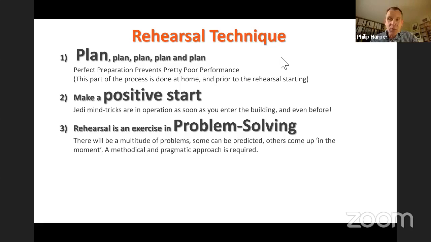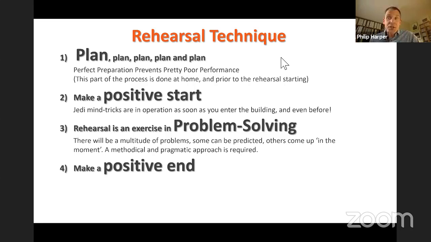So there will always be a multitude of problems. Some, I would argue, can very much be predicted and can be headed off in the planning stage of things. Others come up in the moment of rehearsal. So however the problems present themselves, it's my view that you need to take a methodical and pragmatic approach to solving those problems for it to result in a great rehearsal. That's number three. That's the majority part, number three.